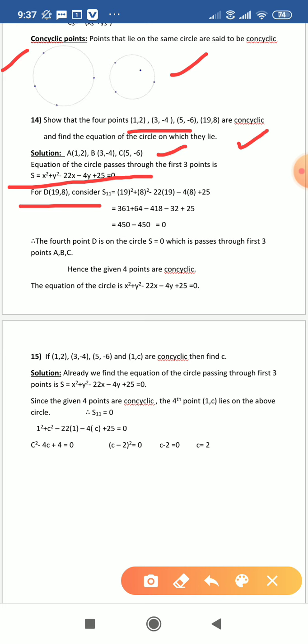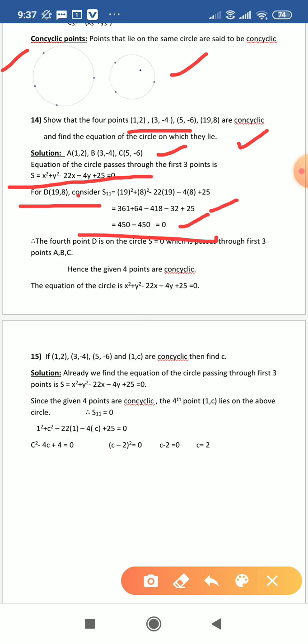19 square plus 8 square minus 22 into 19 minus 4 into 8 plus 25. This is equal to 19 square is 361, 8 square is 64, 22 into 19 is 418, 4 into 8 is 32, plus 25. So adding the plus values gives 450, and the negative values give minus 450. So 450 minus 450 is equal to 0. So we have S11 is equal to 0.